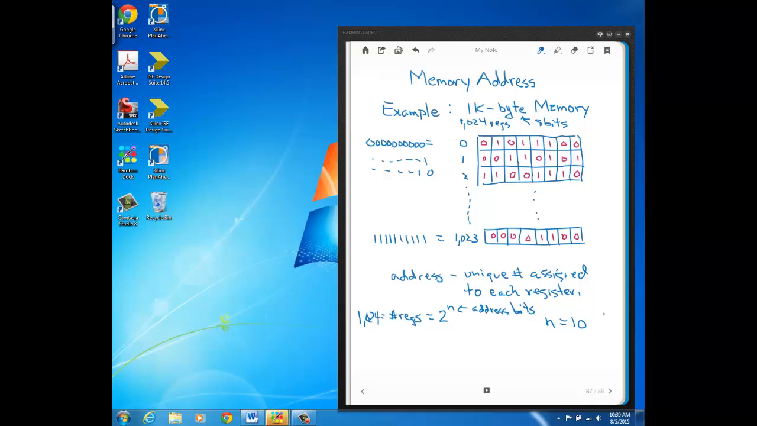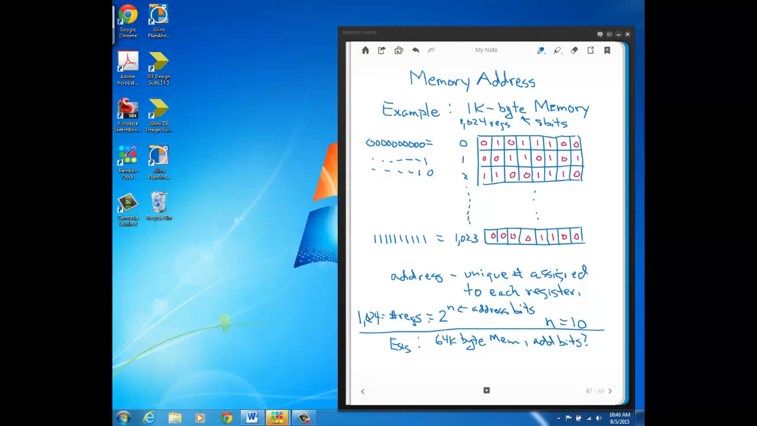So just a couple other examples here before we talk about memory cells. Say we had 64K byte memory. Okay, how many address bits? Well, again, all you have to do is take the number of registers, which would be 65,536, set it to 2 to the n, solve for n.